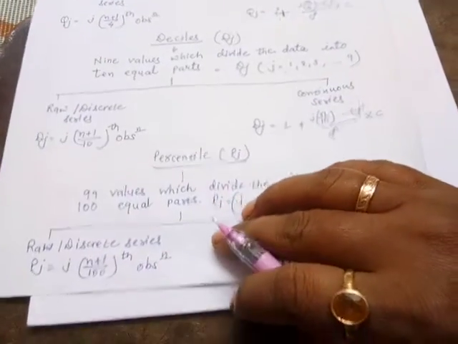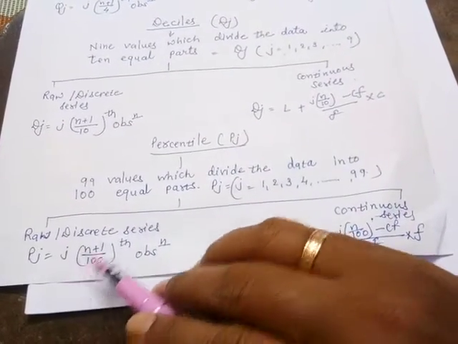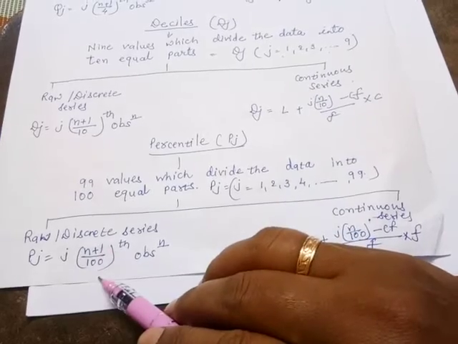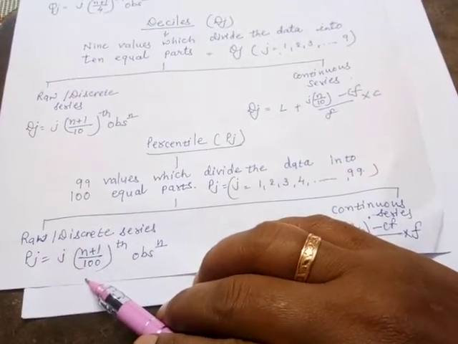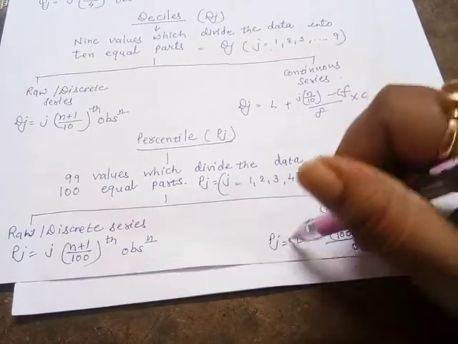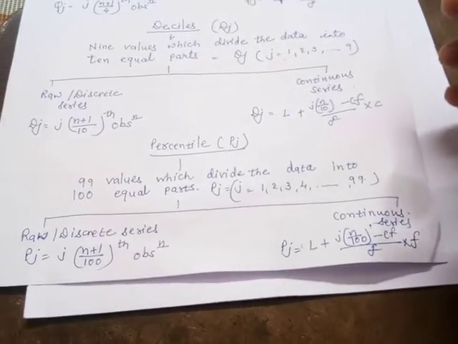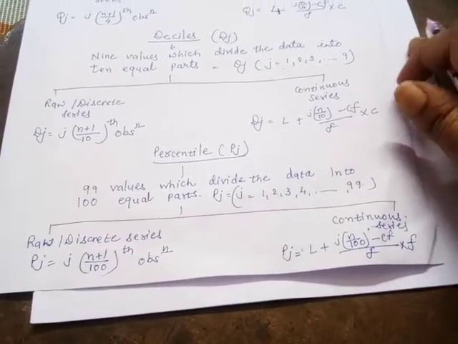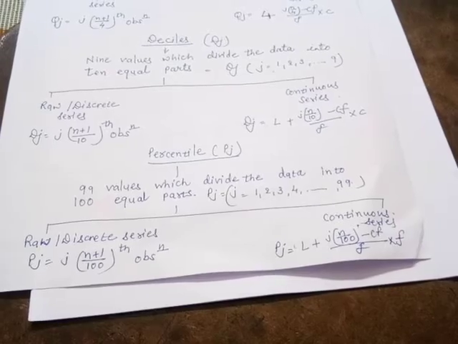The formula for the percentile, for raw or discrete series, Pj equals to J in bracket n plus 1 upon 100th observation. This is percentile, so 100 is taken for the division. Now for the continuous series, L plus J in bracket n by 100 minus Cf upon f multiplied by C. So these are the formulas for quartile, decile and percentile. So let's move on to the exercise.